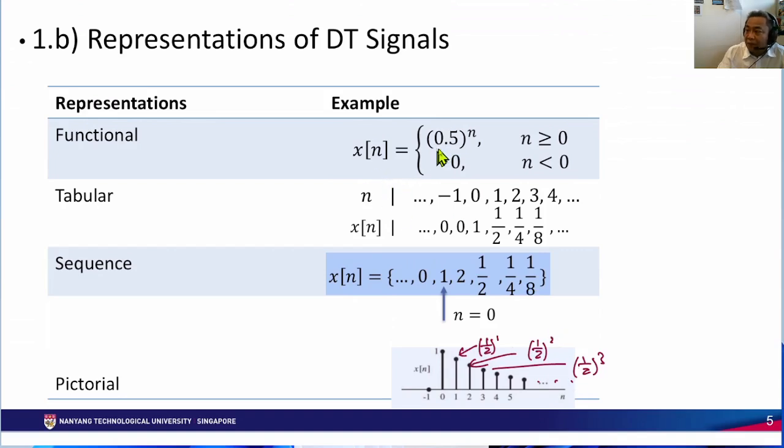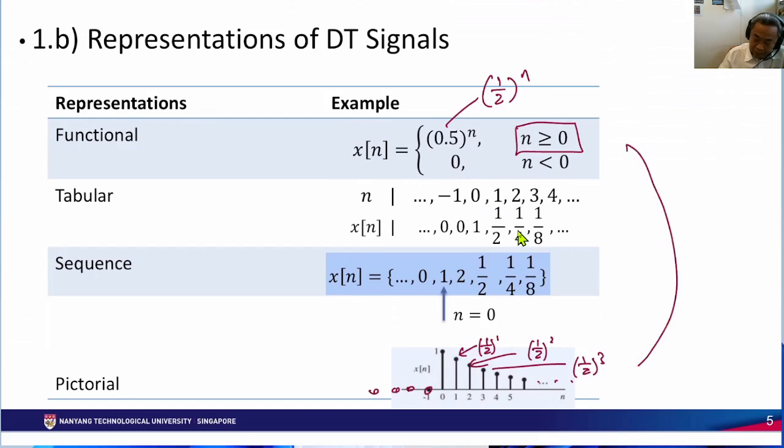If we give it to you as an equation, we can say x of n equals 0.5, which is half, to the power of n, and we define n to be positive or equal to 0. And when n is less than 0, it is 0. So now you can see the mapping between the functional description of 1/2 to the power of n as well as a pictorial representation. Note that this sequence is not to scale.